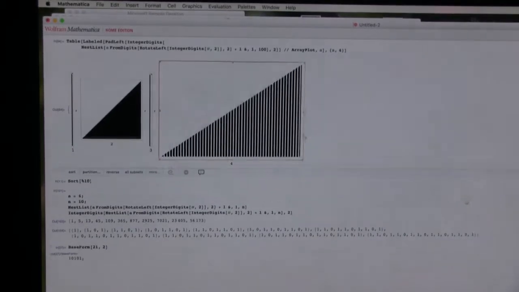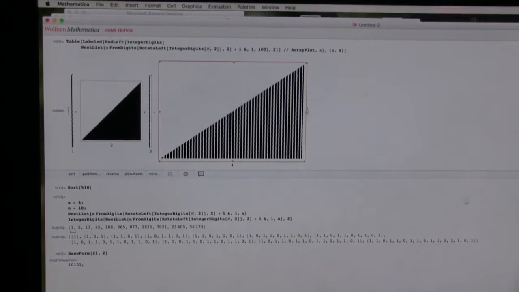So let's look at the first 10 numbers with 4. We get 1, 5, 13, 45, 109, 365. So it goes 1, 1, 0, 1, 1, 1, 0, 1, 1, 0, 1, 1, 0, 1. Here, for the first time, it looks like there are some patterns in the 1s and 0s, right? From this graph. There's not an obvious pattern in the numbers, though: 1, 5, 13, 45, 109. I wonder what that pattern is.